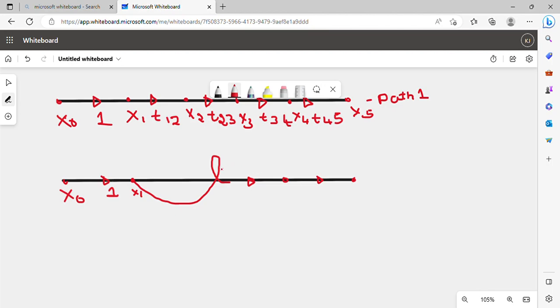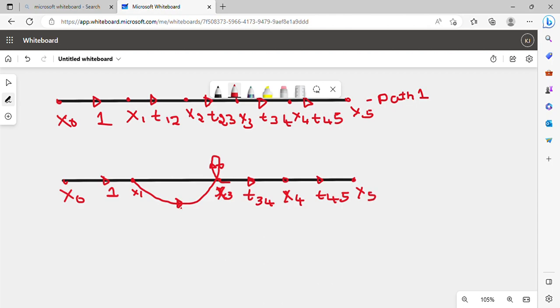This is x0, x1, and here it is x3, t34, x4, t45, and xy, right? Yes. So this is my path.